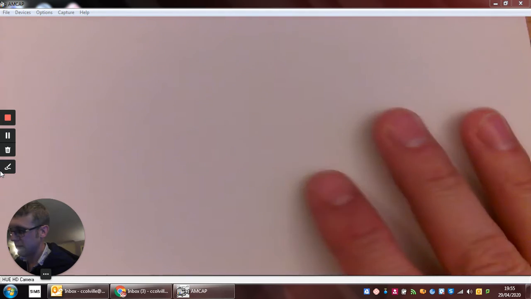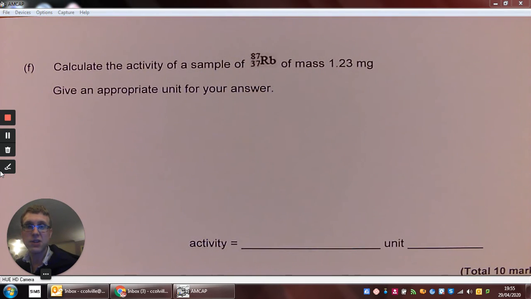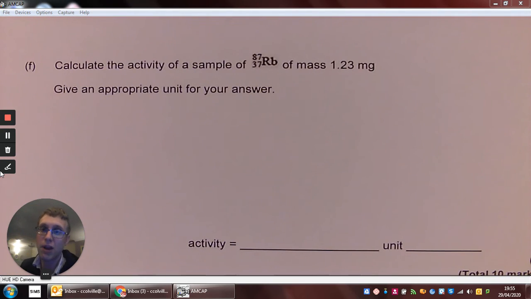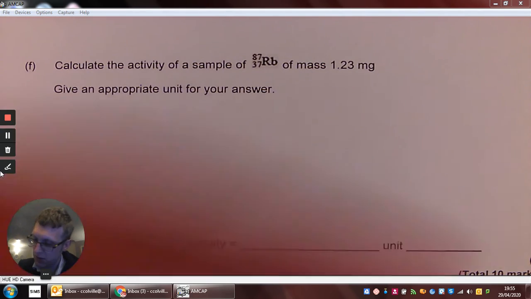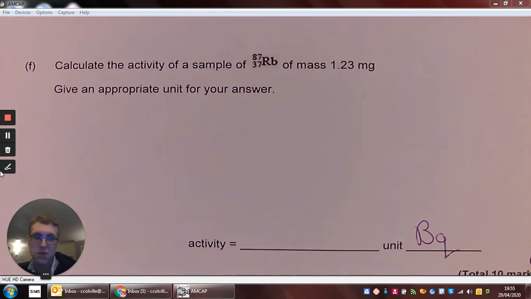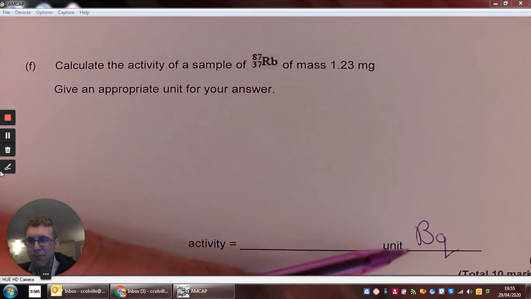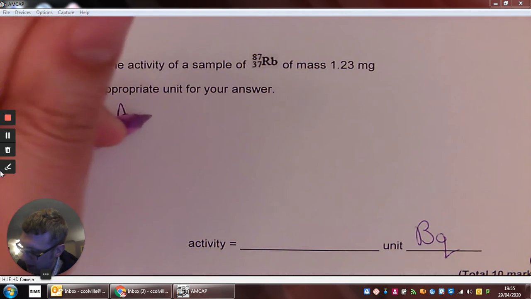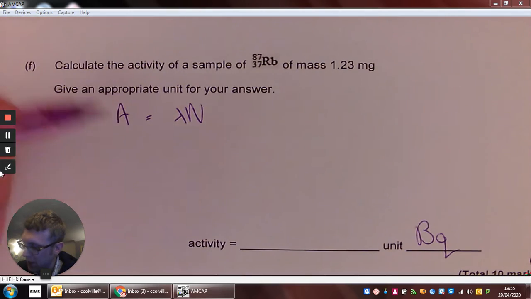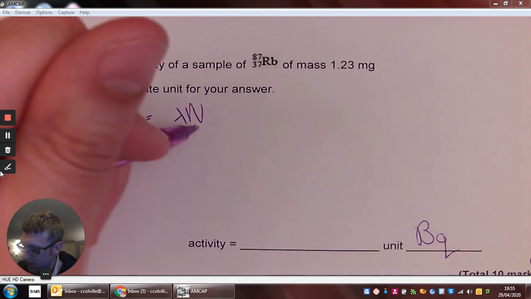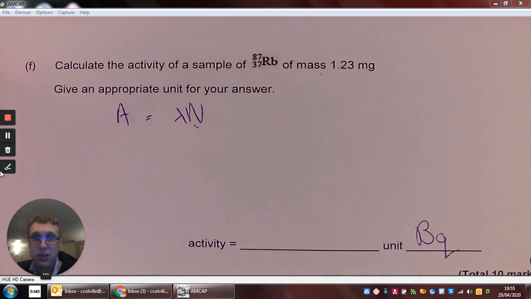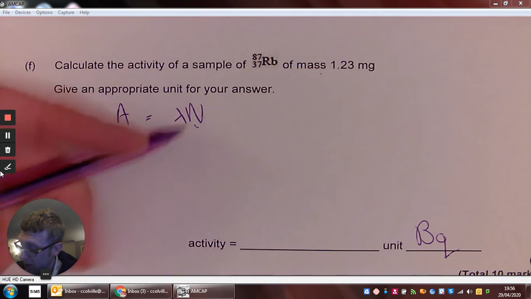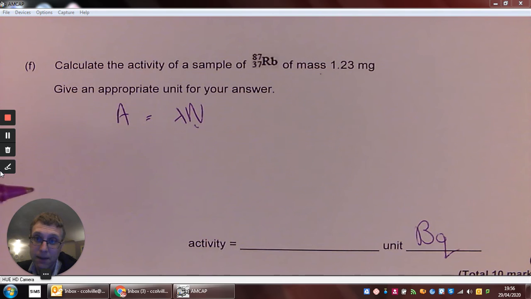Very last part then: calculate the activity of the sample of mass 1.23 micrograms, and give an appropriate unit for your answer. Well, the activity, I know it's measured in becquerel, so we talked about getting easy marks. If I'm sitting here and I don't know what I'm doing, I'm going to write that and take the mark. That's a nice simple thing that we can do before we do anything else. Activity is lambda N. I've got the decay constant, but I don't have N. What I've got is a mass. So what I need to know is how to turn a mass into a number of nuclei. So this is, I suppose, in essence, a bit of chemistry, isn't it?